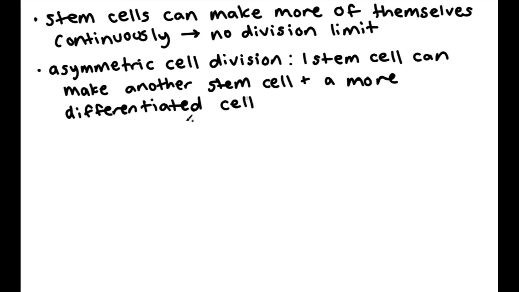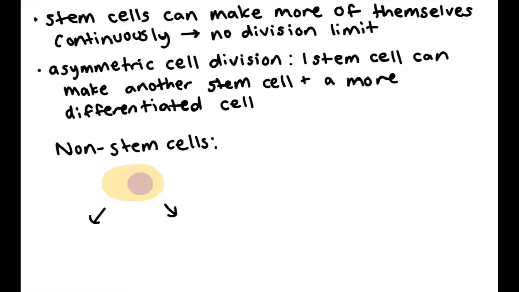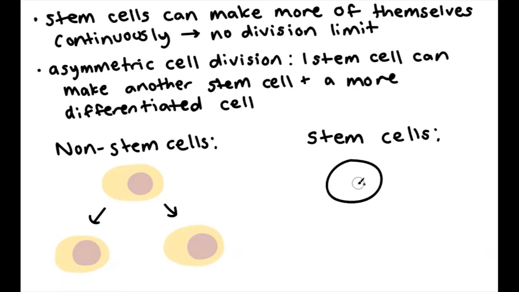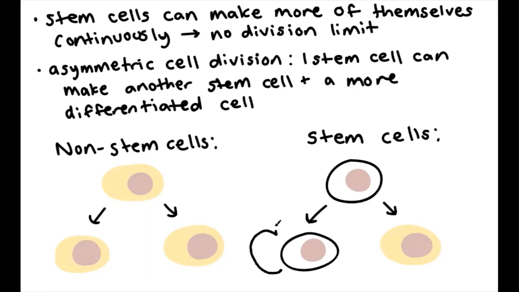So if we look at a non-stem cell, when it divides, it will make two cells that are exactly the same as each other and as the original cell. Furthermore, these cells can only divide so many more times before they eventually lose the ability to continue dividing. On the other hand, stem cells can make more stem cells while also making other cells that are more differentiated. The new stem cells can continue to divide indefinitely, as represented by this arrow, while the differentiated cell cannot.